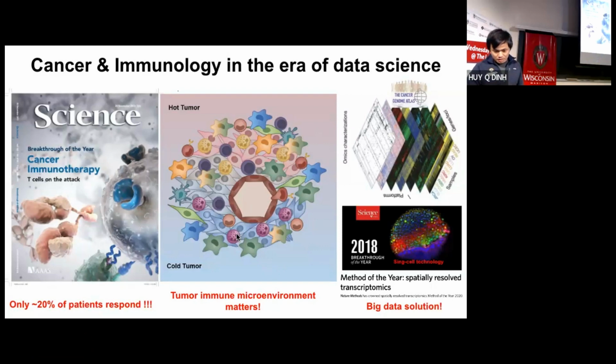So given the heterogeneity, the tumor immune microenvironment matters. And in the field, we simply consider there are 2 types of tumor immune microenvironment, hot tumor and cold tumor here. And you can see the hot tumor is normally linked with the responder, and the cold tumor is with the non-responder.